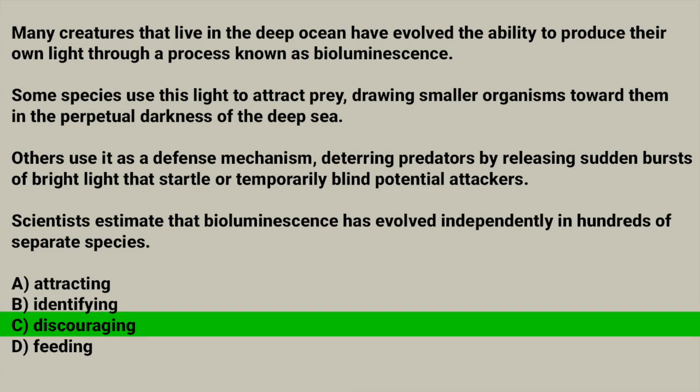For word in context questions, substitute each answer choice into the sentence and see which one makes sense. Deterring predators? Does attracting predators make sense? No. Does discouraging predators make sense? Yes. Even if you do not know the word deterring, the context tells you it is something you do to keep predators away. That points directly to C.